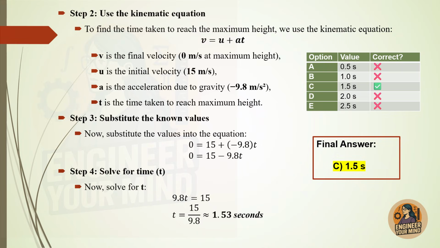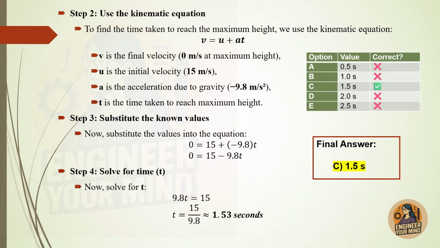Step 3. Substitute the known values. We know v equals 0 meters per second, u equals 15 meters per second, a equals minus 9.8 meters per second squared. Substitute these values into the equation. 0 equals 15 plus minus 9.8 t. This simplifies to 0 equals 15 minus 9.8 t.